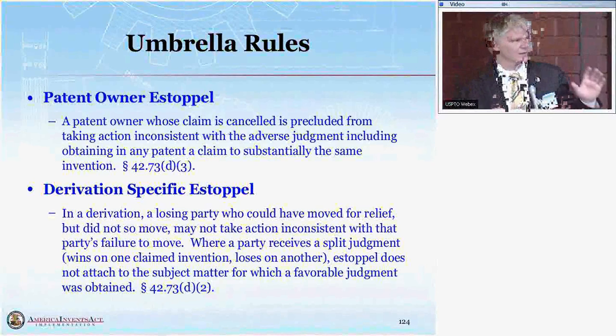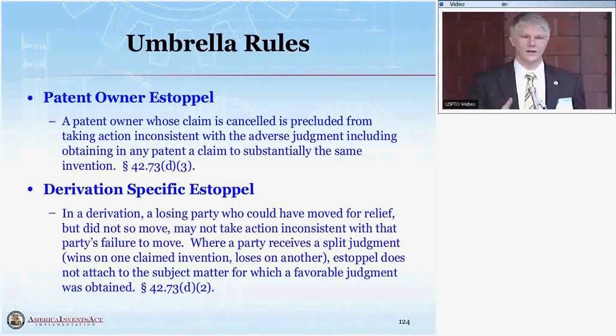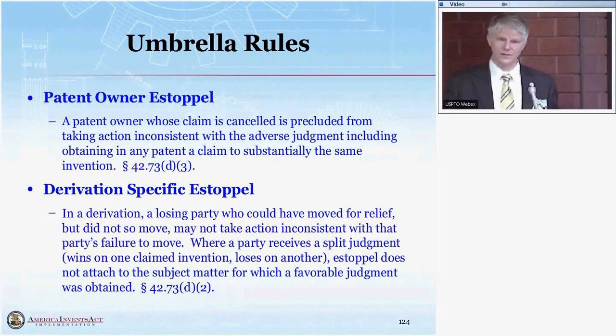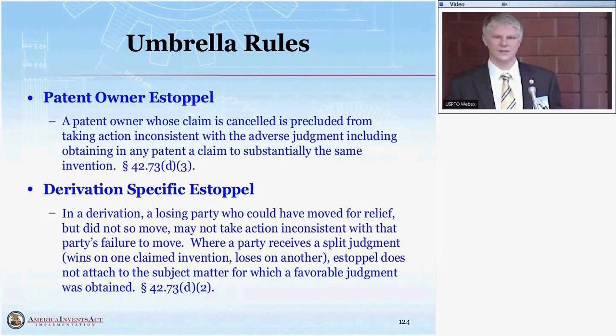Also, derivation, be aware that there may be more than one invention involved. So where a party wins on one invention and loses on another for the claim subject matter, they're only going to be estopped on that which they lost and not which they won.